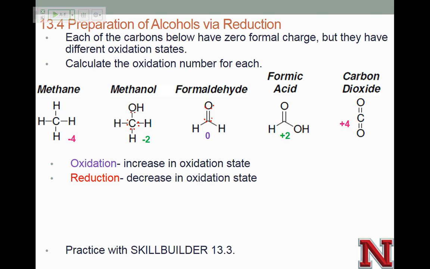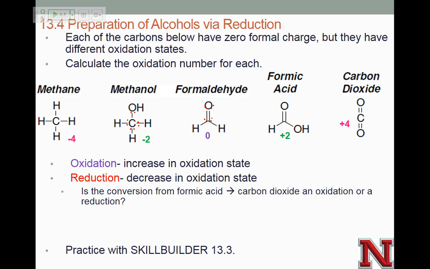So oxidation is an increase in oxidation state. -4 to -2, that's an increase in oxidation state. -2 to 0, that's an increase in oxidation state, and so on. And our most oxidized carbon is going to be carbon dioxide. Reduction is a decrease in oxidation state. So the conversion from formic acid to carbon dioxide is an oxidation. And the conversion from formaldehyde to methanol is a reduction.